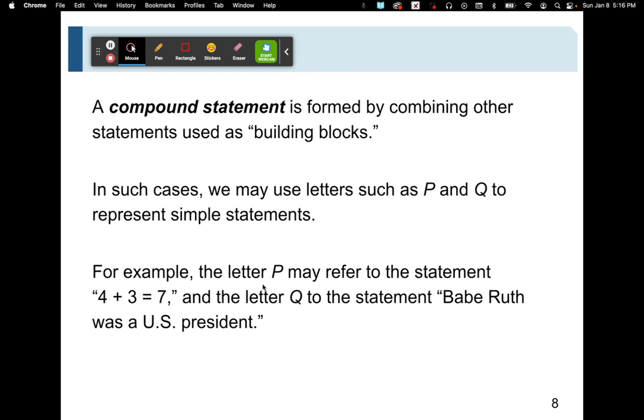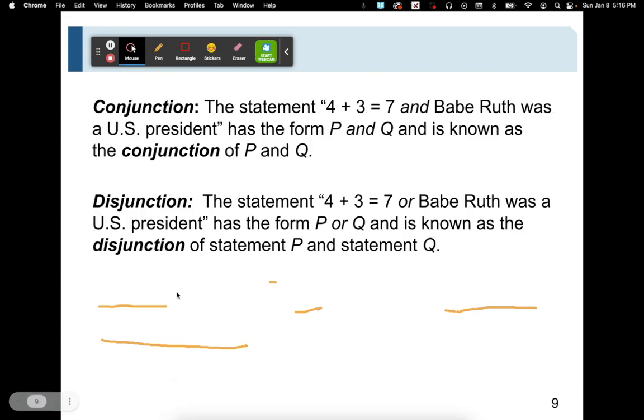For example, if P is the statement 4 plus 3 equals 7, and Q is a statement that Babe Ruth was the first US president, then we put those two things together and end up getting a conjunction that says the statement 4 plus 3 equals 7 and Babe Ruth was a US president.